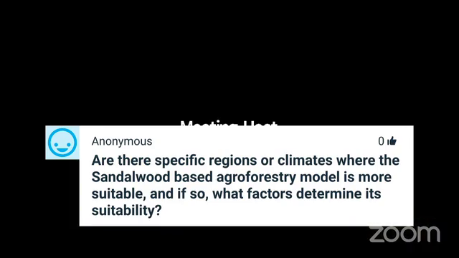Okay, sir. I'll move on to the next question. Are there any specific regions or climate where the sandalwood-based agroforestry model is more suitable? And if so, what factors determine its sustainability?